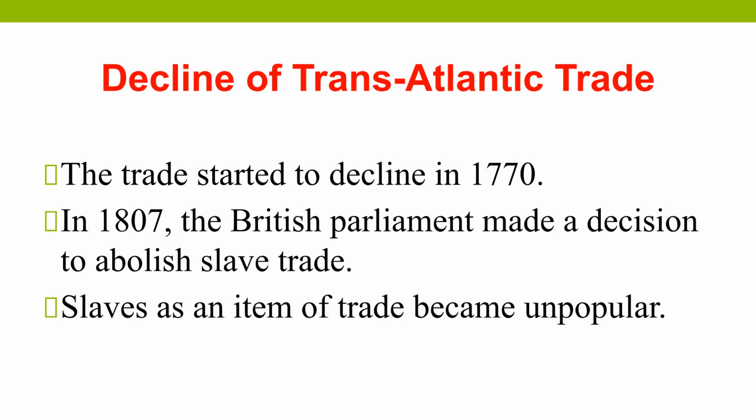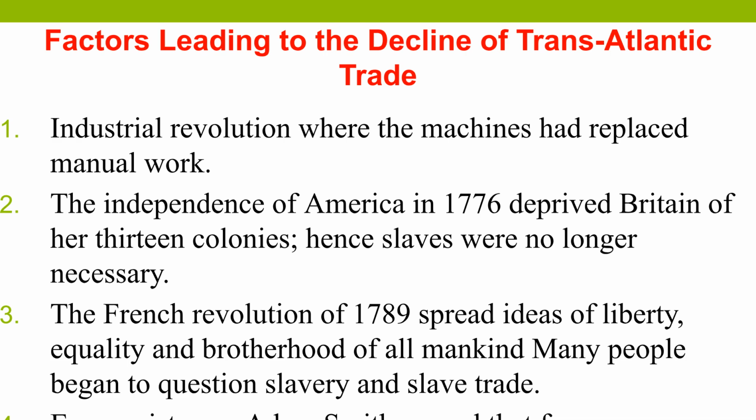The transatlantic trade began its decline around 1770. In 1807, the British Parliament made the decision to abolish the slave trade, making slaves as an item of trade increasingly unpopular. Factors leading to the decline included the Industrial Revolution, where machines replaced manual labor. The independence of America in 1776 reduced Britain's need for slaves in its colonies.